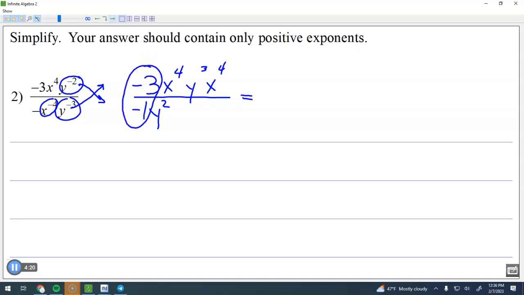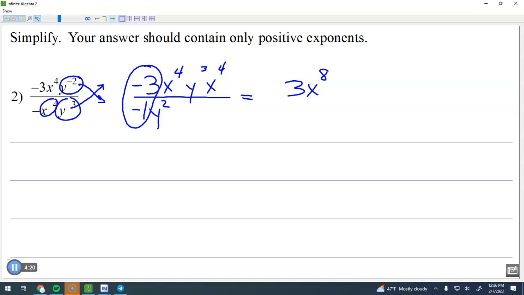Look at the numbers in front. So negative 3 over negative 1 is 3, because the negatives cancel, right? Then if I look at my x's, so we're kind of bringing back yesterday also, how many x's do I have on top? 8, right? Because when we're multiplying, we add those up. So that's x to the 8.